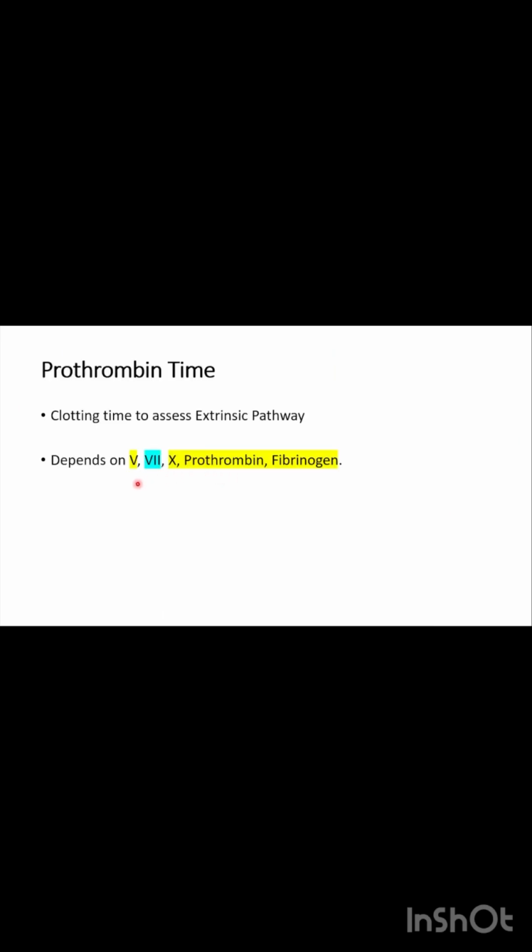Now these three factors are factors of the common pathway, and factor 7 is exclusive for the extrinsic pathway. So it depends upon the factor levels of 5, 7, 10, prothrombin and fibrinogen. 7 is highlighted separately because it is exclusive for the extrinsic pathway, whereas 5, 10, prothrombin and fibrinogen are also part of the common pathway. So whenever we test the prothrombin time, we are testing 7 along with these factors of the common pathway.